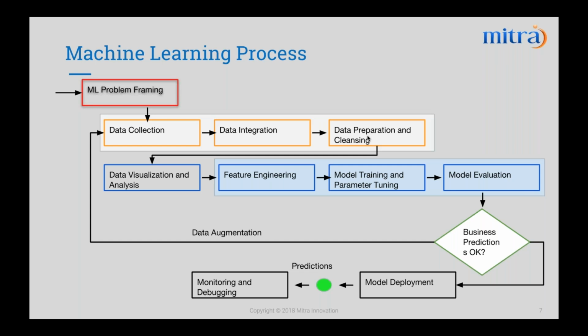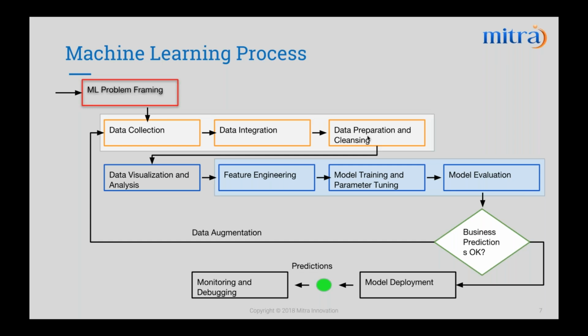And say our accuracy is low, we might have to go back to step one and rethink the problem and think about how we can collect more data and better data. So this is the entire process which goes into building a machine learning model.